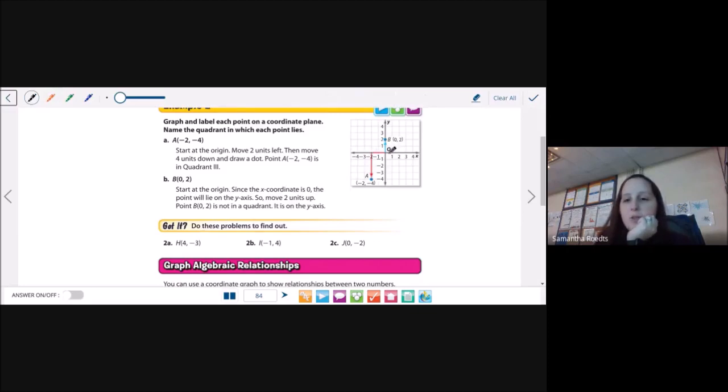I have H, so 4, 3 is right here. So this is H. And then H is in quadrant 1. For I, -1, 4 is right here. So this is I. Okay, so this one's in quadrant 2. And then J, 0, -2. This one is also on the y-axis.